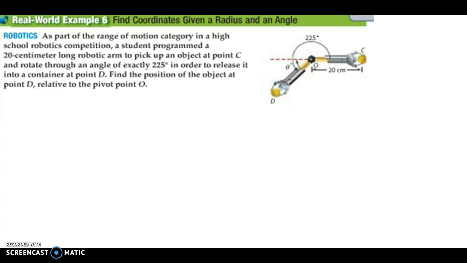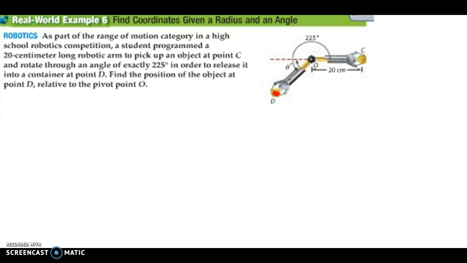Last example we're looking at today. It says, as part of a range of motion category in a high school robotics competition, a student programmed a 20 centimeter long robotic arm to pick up an object at point C and rotate it through an angle of exactly 225 degrees in order to release it into a container at point D. Find the position of the object at point D relative to point O. So essentially what they're asking is, what is this point right here where that ball is at point D?